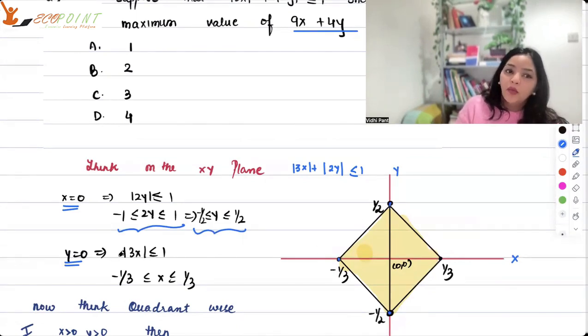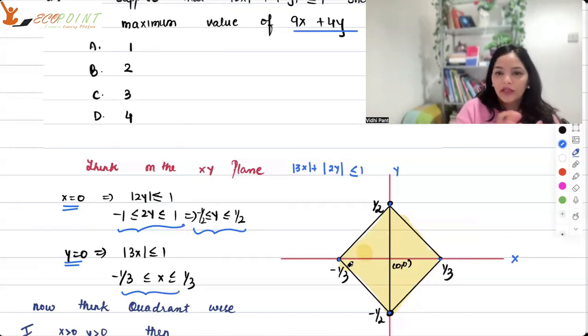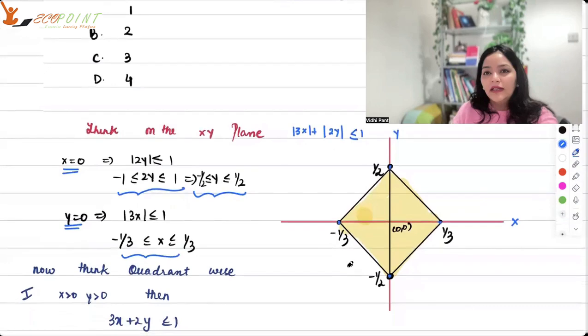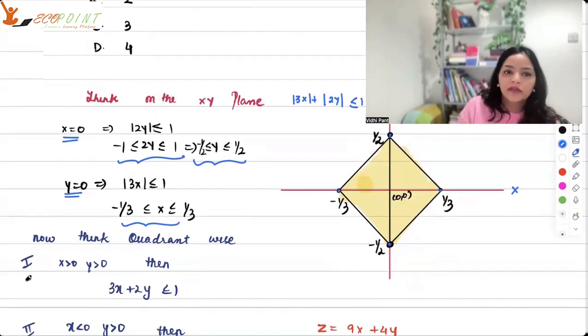Similarly, when y is equal to 0, mod 3x is less than or equal to 1. So x is between minus 1 by 3 and 1 by 3. And hence you have the points here. Now, you can also think what the graph of this inequality will look like. For that, think in terms of all the quadrants. In the first quadrant, x and y both are positive, so from the modulus you get positive outside.